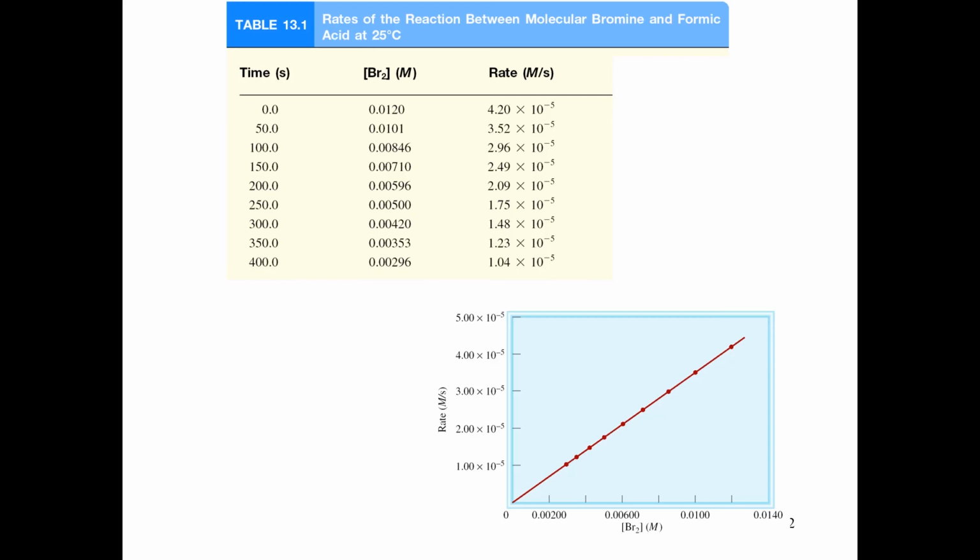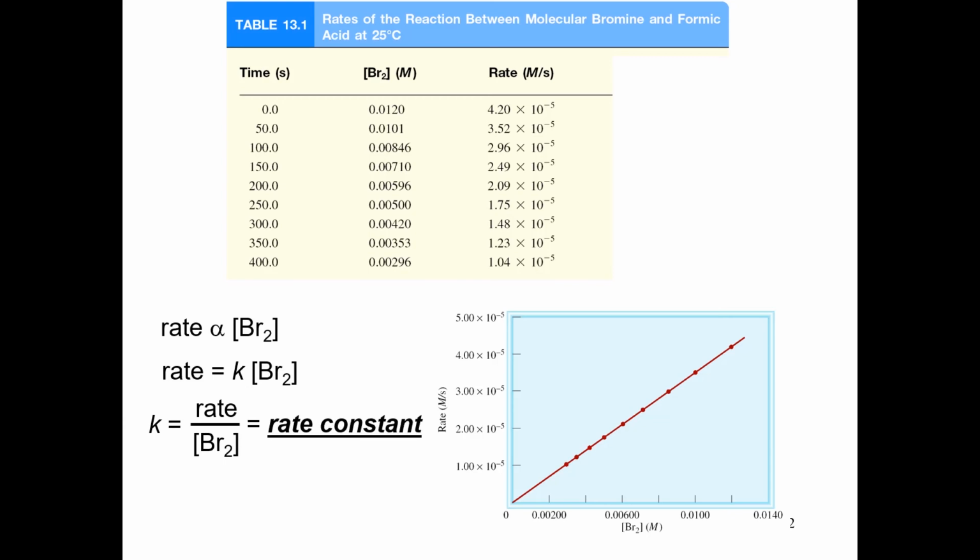And a straight line is very useful because it tells us that the relationship between the property on the y-axis, which is the rate, and the property on the x-axis, which is the concentration of bromine, is a direct proportion. Rate is directly proportional to the molarity of bromine. If we change this into an equation, we would say that rate equals k, some kind of constant, times the concentration of bromine. Let's rearrange this equation and find that k equals rate divided by the bromine concentration. And we're going to call this property the rate constant.